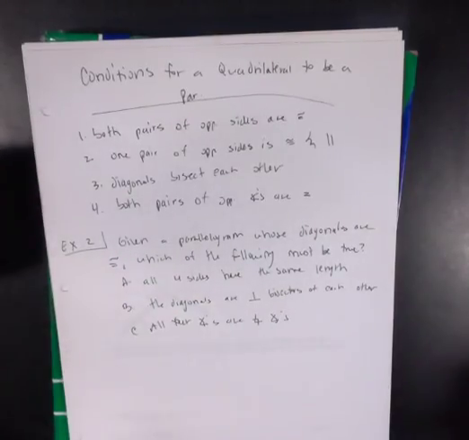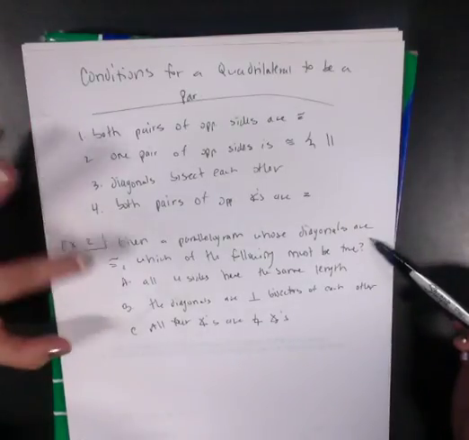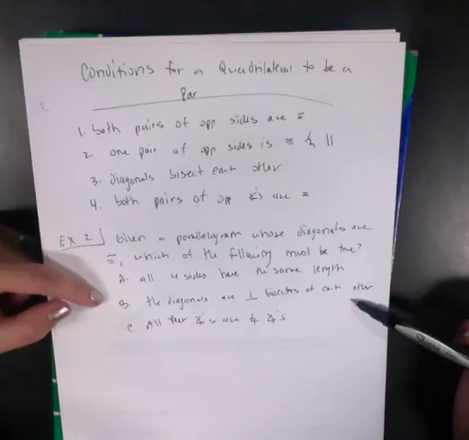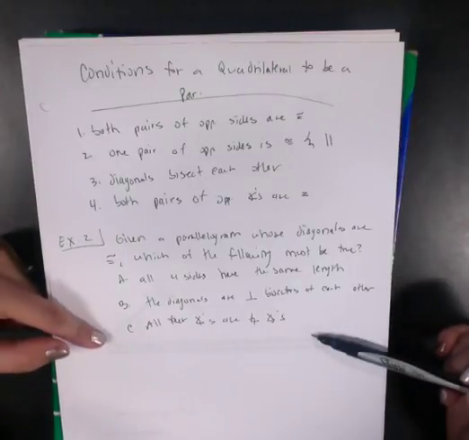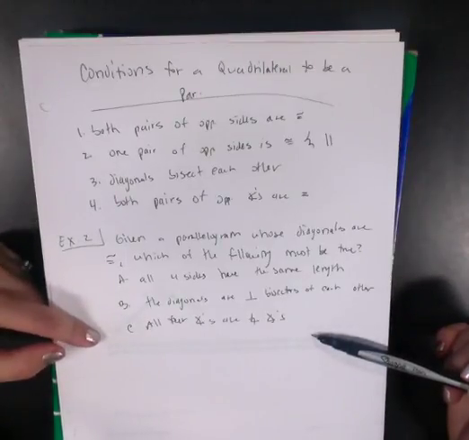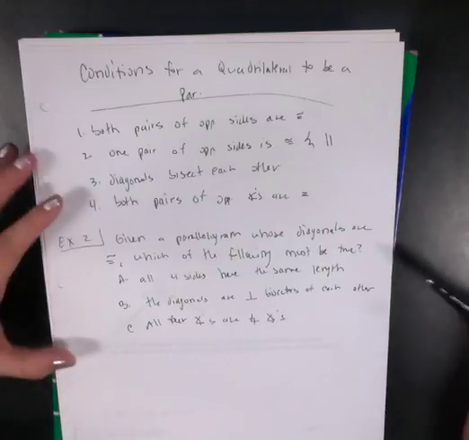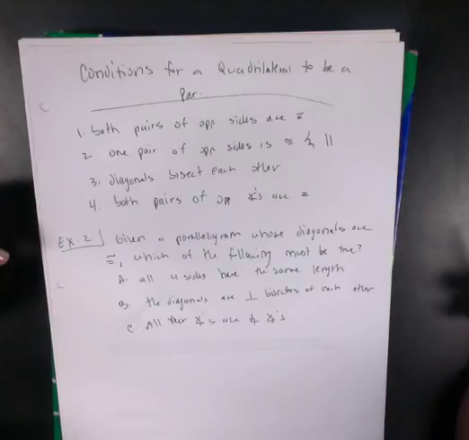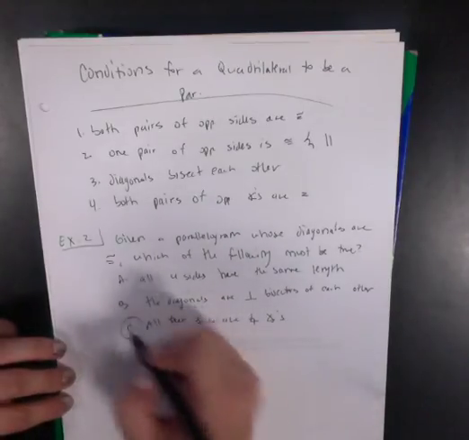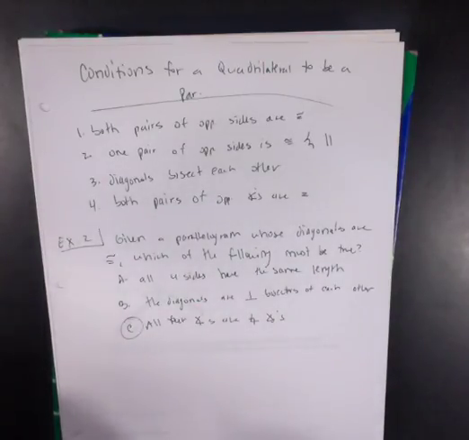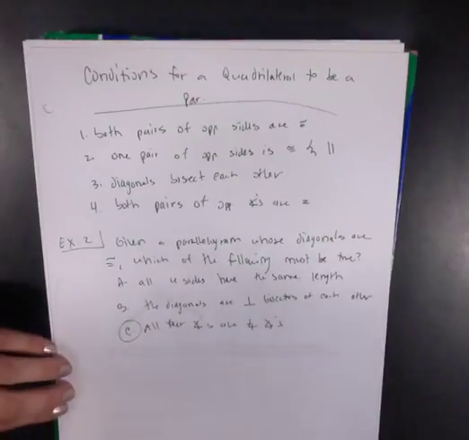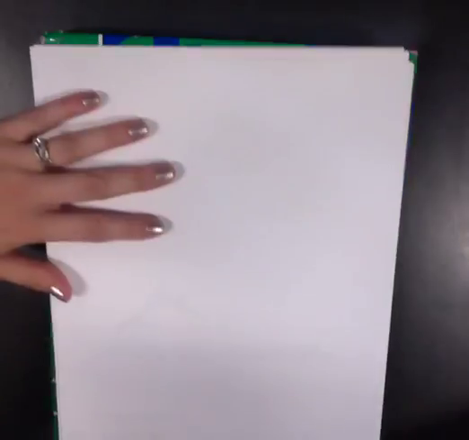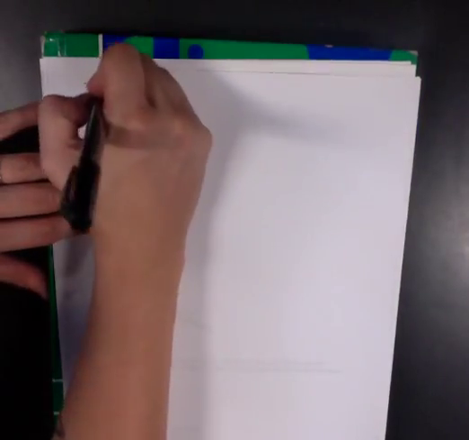Okay? So, given a parallelogram whose diagonals are congruent, which of the following must be true: all four sides have the same length, the diagonals are perpendicular bisectors of each other, or all four angles are right angles. And we know that if our diagonals are congruent, we are talking about a rectangle. And since that is true, C is the only one that accurately describes a rectangle. All right, let's move on to trapezoids.